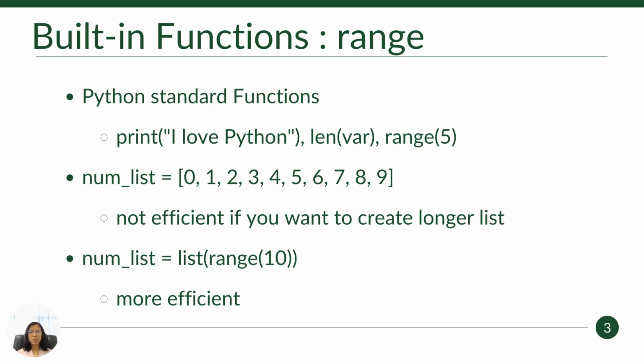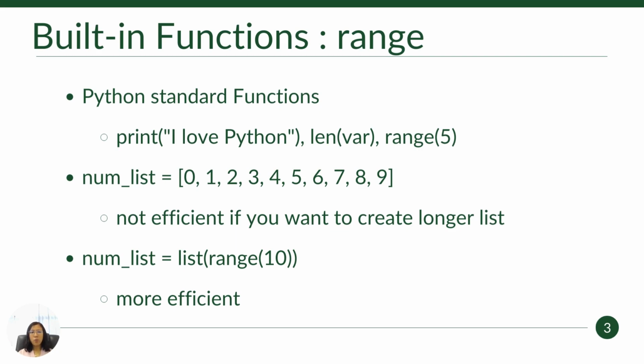Let's talk about the range function. You have used the range function. We have learned that range of 5 gives you the numbers from 0 to 4. So why do we use range? Let's say now I want to create a new list called name list containing the values from 0 to 9. Of course, we can write down 0, 1, 2, 3, or we can call the range function.